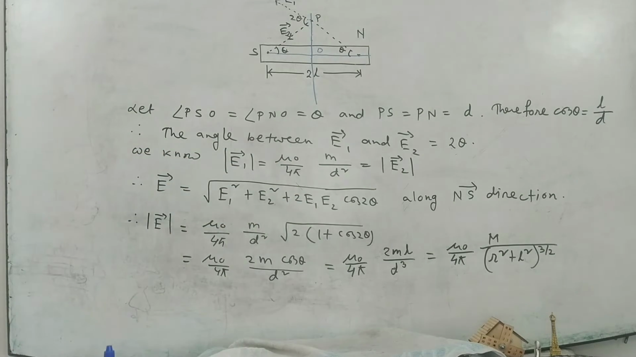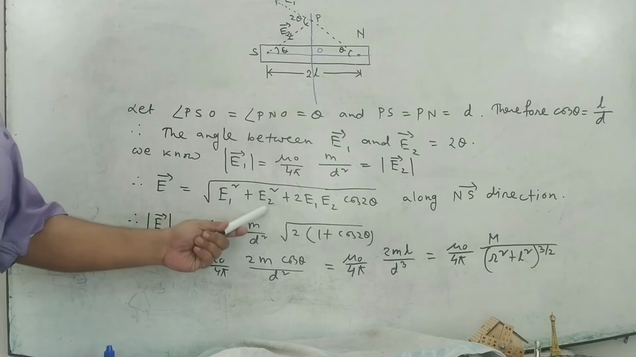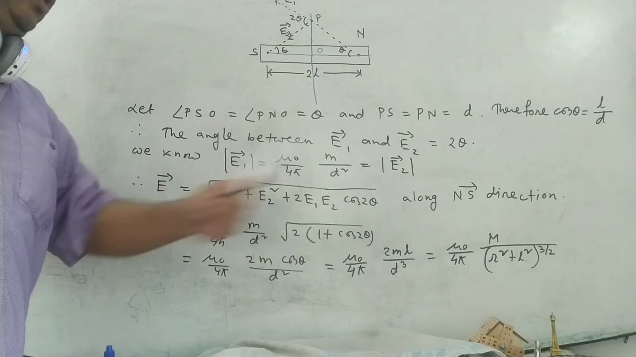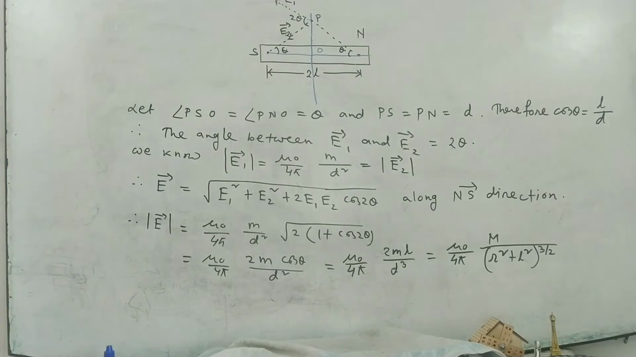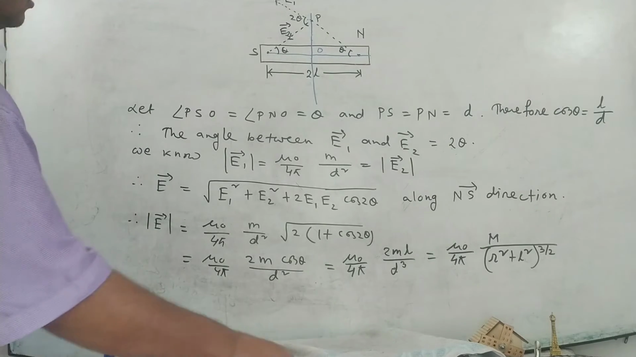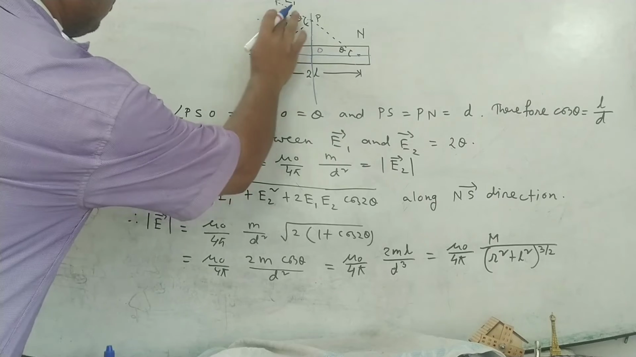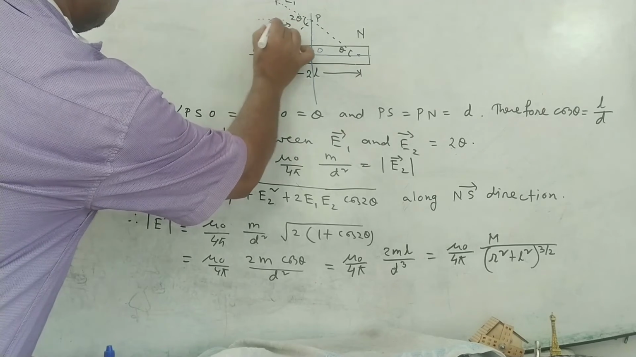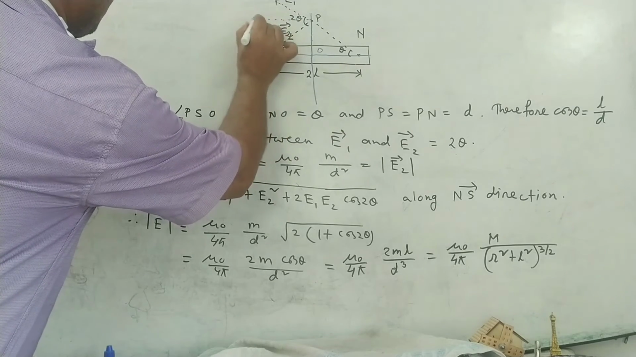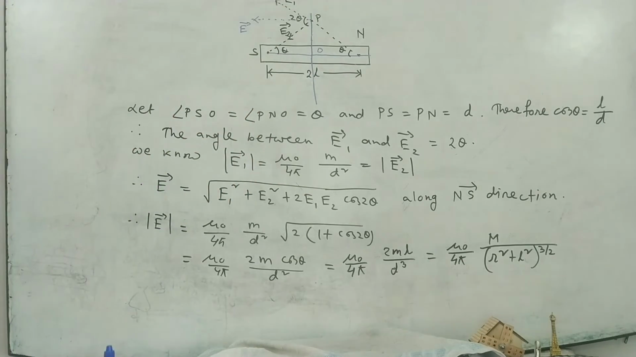Now, the resultant magnetic field strength at the point P is E vector, which is equal to the square root of E1 square plus E2 square plus 2 E1 E2 cos 2 theta, and its direction is along N to S, that is, it is directed parallel to N to S. This is the direction of E. It is parallel to N to S.